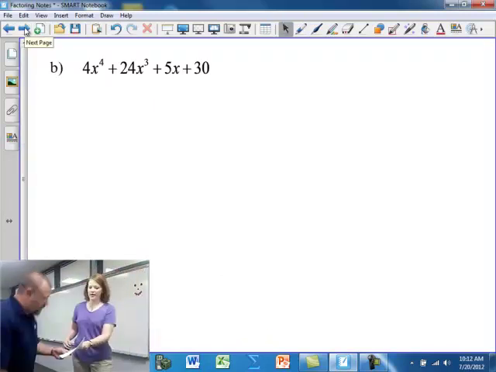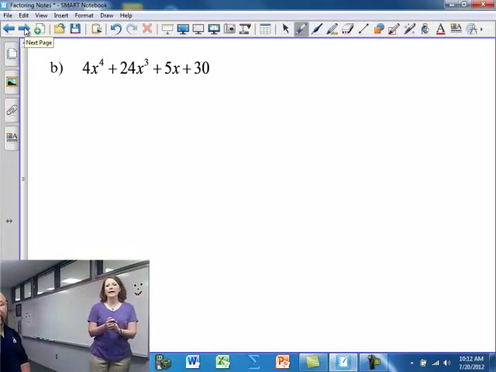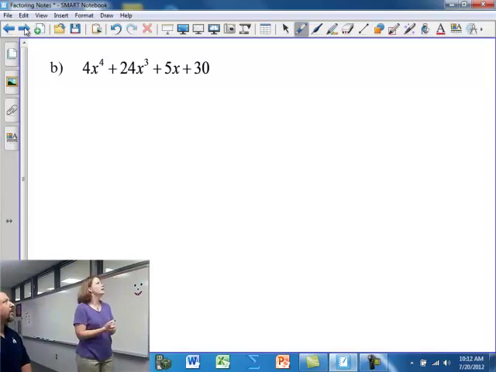All right, one more strategy I think we need to show you, and that is, what if we have 4 pieces to begin with? If we have 4 pieces to begin with, we can do what we call a double GCF. Sometimes this is also called grouping.